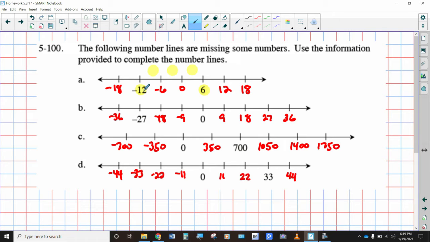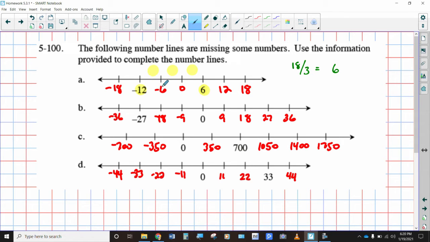So how much do you go up going from -12 to 6? Well, it takes you 12 just to get to 0, plus another 6 is 18, and it took you 3 steps to do that, which means that every step must be counting by 6s. So let's see if that works. -12 plus 6 is -6.